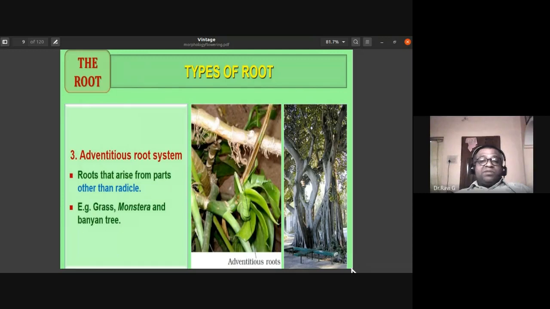It is just like pillars. So we call this sort of aerial roots which reaches the ground, we call it as adventitious roots. So prop roots are an example for adventitious roots.